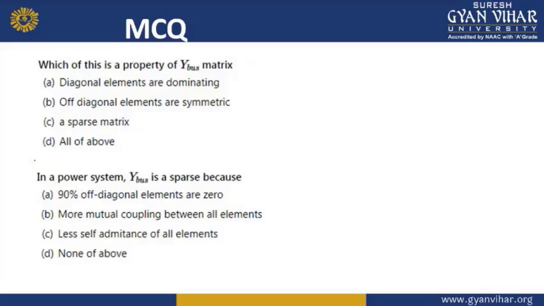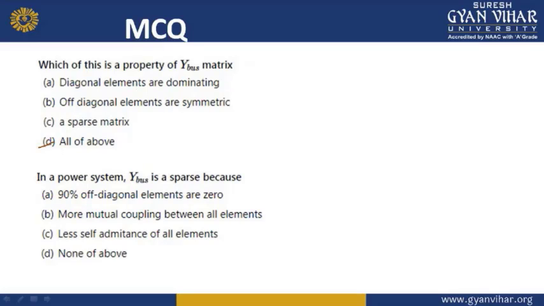Yes, tell me. Which is a property of the Ybus matrix? Is it a sparse matrix? Is it that diagonal elements are dominating, the off diagonal elements are symmetric, a sparse matrix, or all of them? Yes, the correct answer is all of the above.